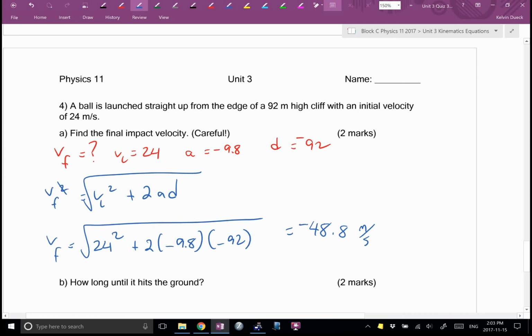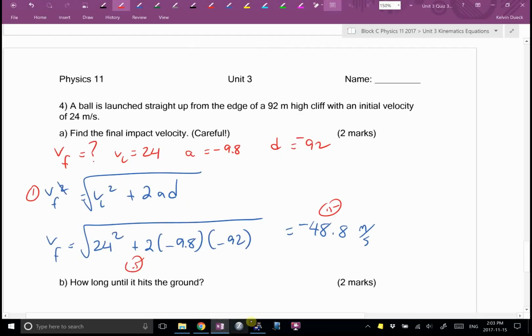If you miss the negative, you lose a half mark. Speaking of half marks, I'll give you 1 mark for that, half mark for the numbers, half mark for the answer. Is that okay? That's why I wrote careful. There's 2 carefuls there.